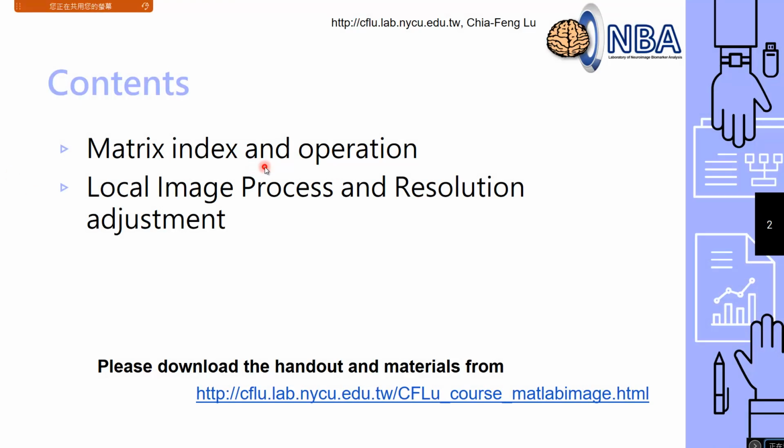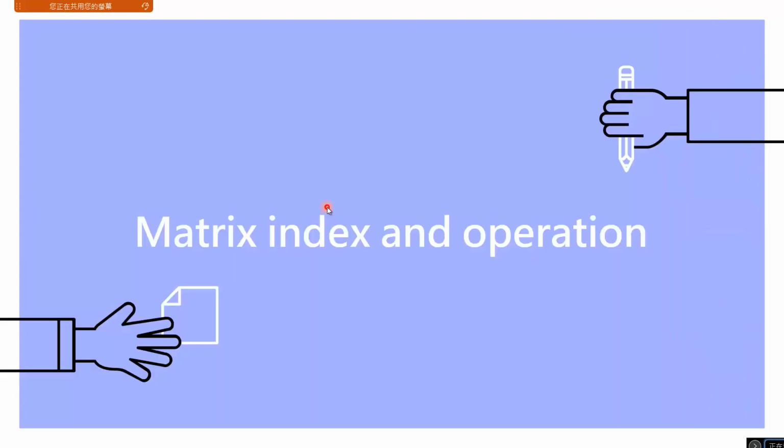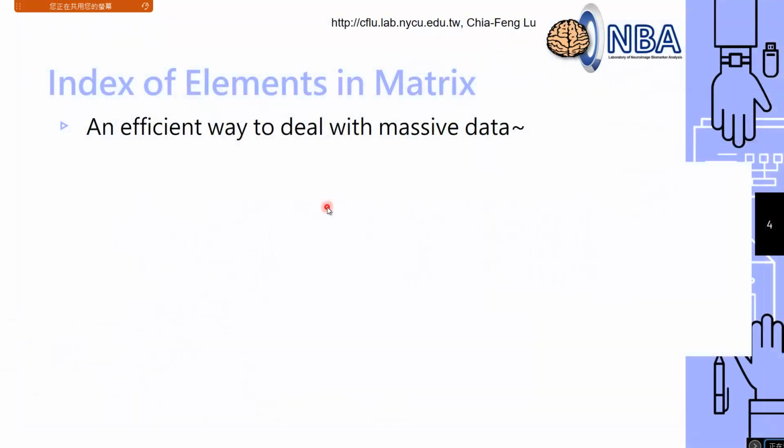As you can see right here, we are going to take two different parts. The very first one is matrix index and operation. In the second part, we are going to take, again, an example based on medical imaging. We will talk about local image processing and how we can perform resolution adjustment. You can download all the handouts and materials from our website. So let's jump to the very first part, matrix index and operation. We are going to spend some time to discuss this issue.